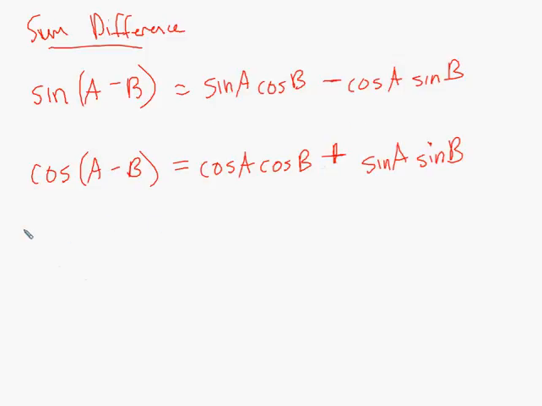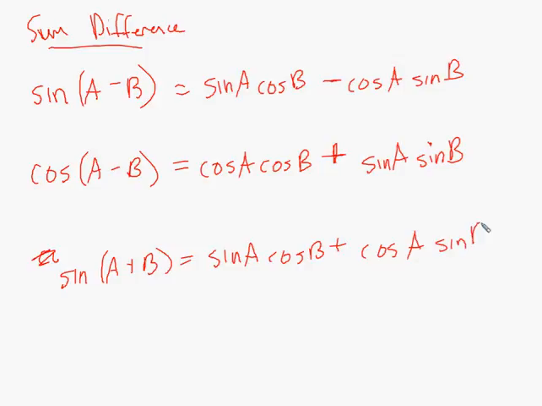All right, so we have those, and we have sine of A plus B. It's going to be the same thing except plus, right? So sine A cosine B plus cosine A sine B. And here, cosine of A plus B is going to be all of this except subtract.